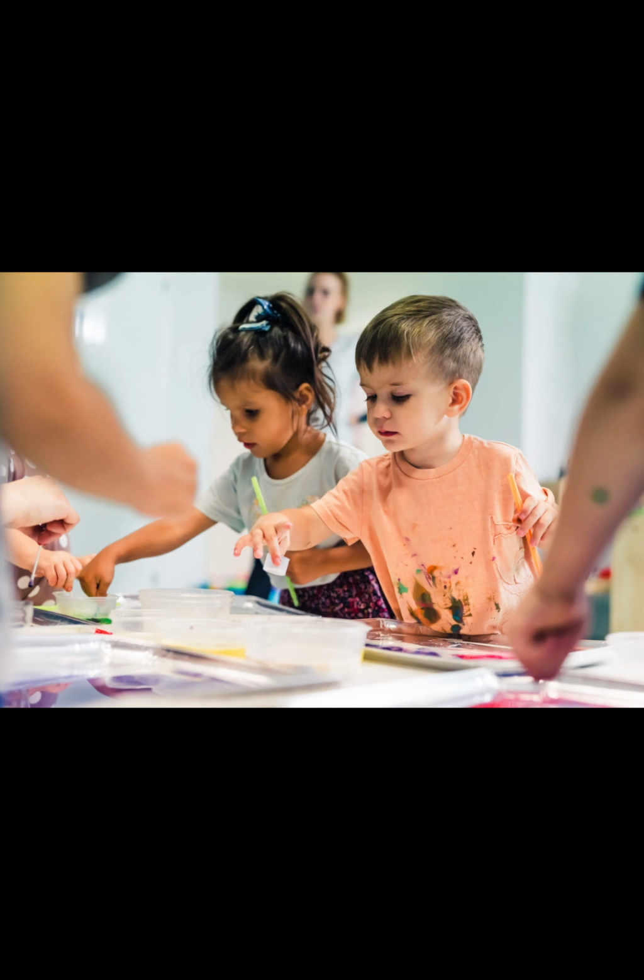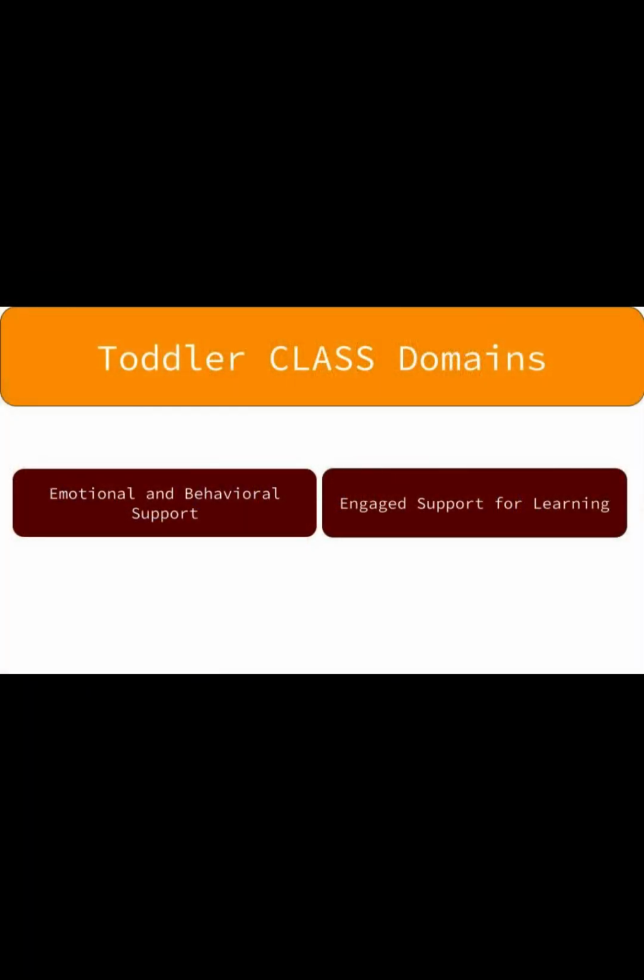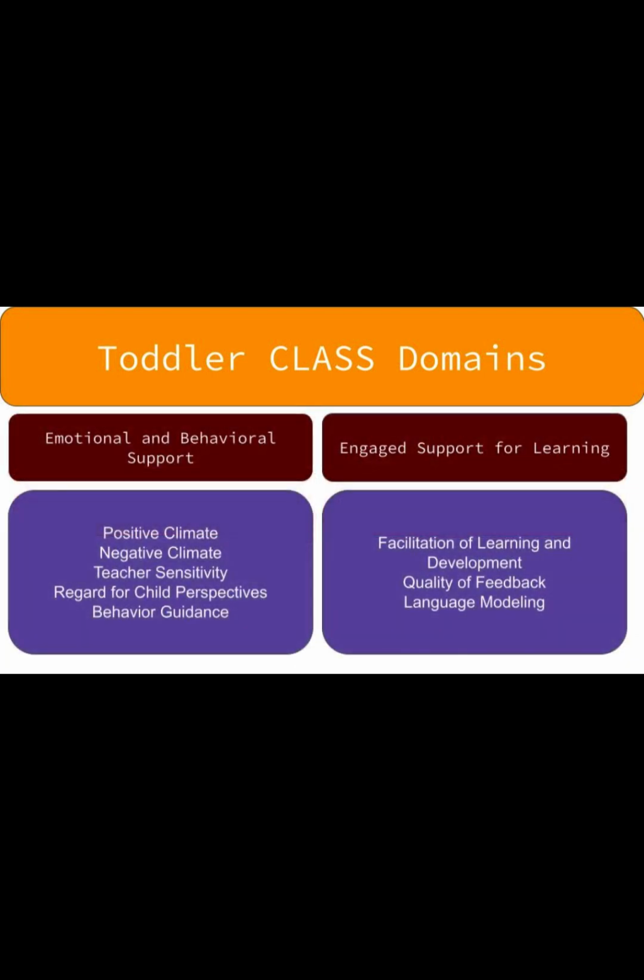Label or name objects. In summary, the Toddler CLASS tool consists of 2 domains, emotional and behavioral support and engaged support for learning, and 8 dimensions: positive climate, negative climate, teacher sensitivity, regard for child perspectives, behavior guidance, facilitation of learning and development, quality of feedback, and language modeling.